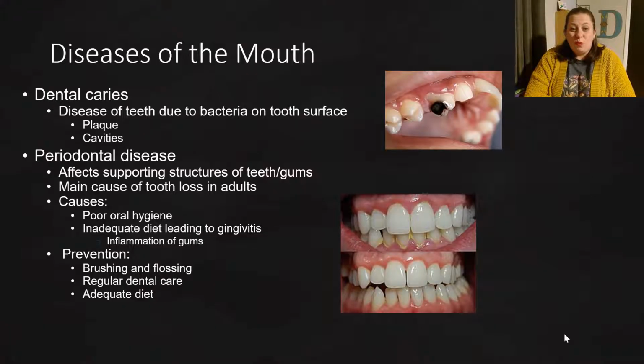Now, in adults, we can develop what we call periodontal disease. Periodontal disease affects the supporting structures of the teeth and gums, so this is a little more advanced than what we just saw with dental caries. It is the main cause of tooth loss in adults. The causes of this are poor oral hygiene, not taking care of your teeth like you should, and an inadequate diet. This could lead to things like gingivitis, where the gums themselves start to get very inflamed.